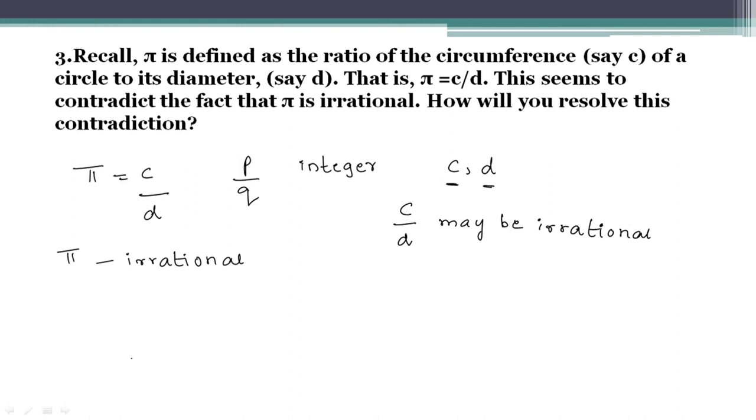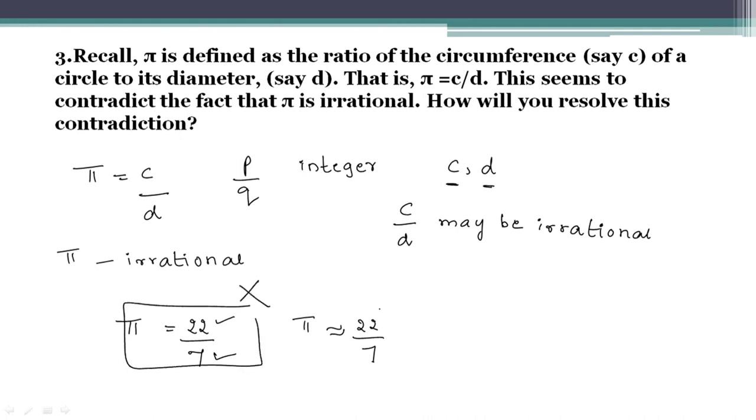In another way, we write the value of pi as 22 by 7, right? So here also you may have a doubt. Here we are writing pi as 22 by 7, so p is an integer, q is also an integer. Then why is pi not a rational number? But here 22 by 7 is not the exact value of pi. The value of pi is approximately equal to 22 by 7. It is not exactly equal to 22 by 7.